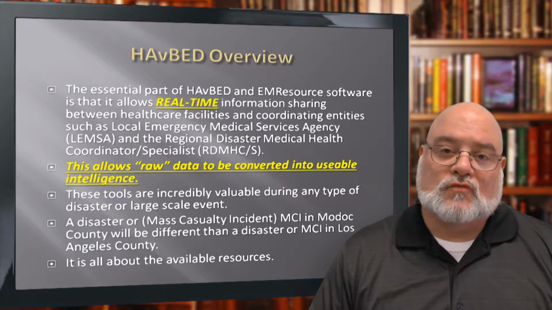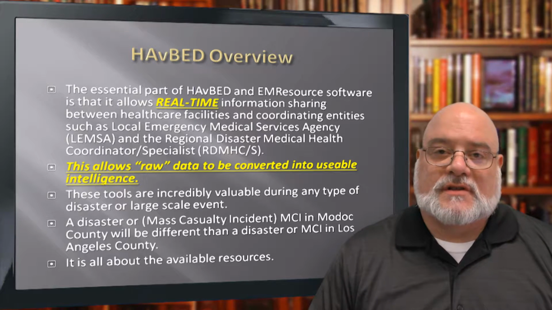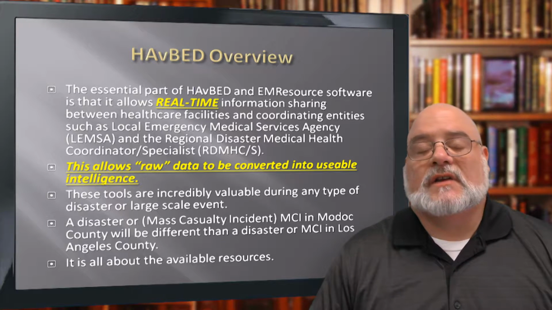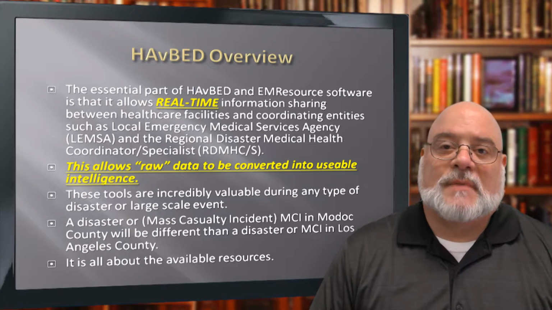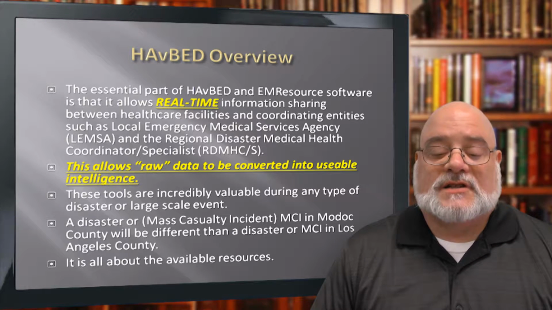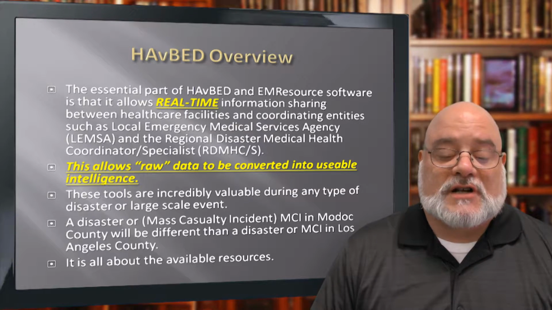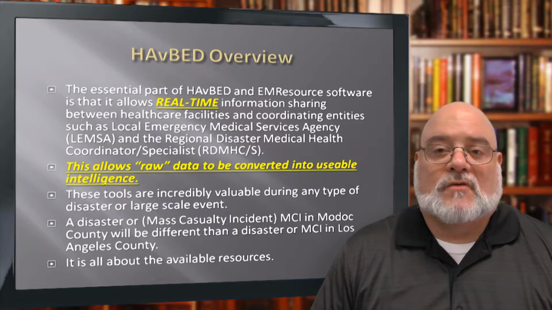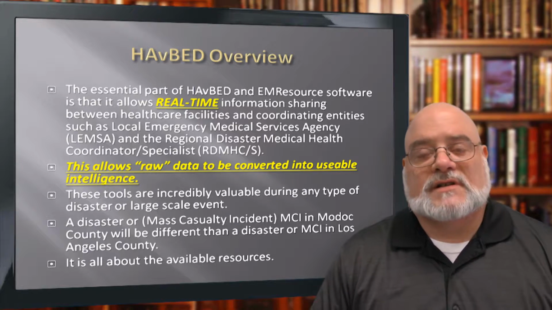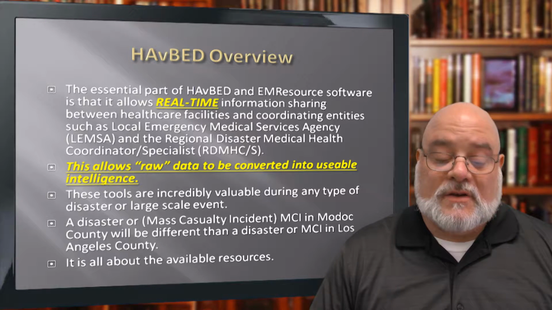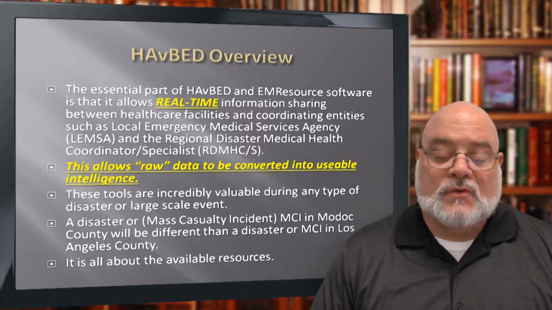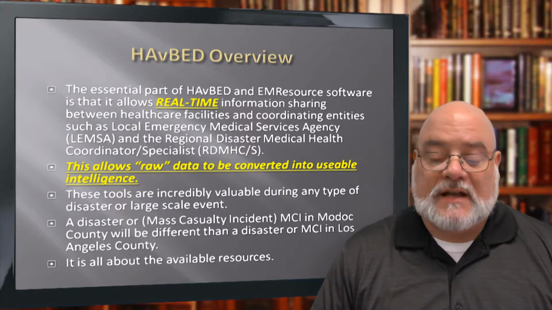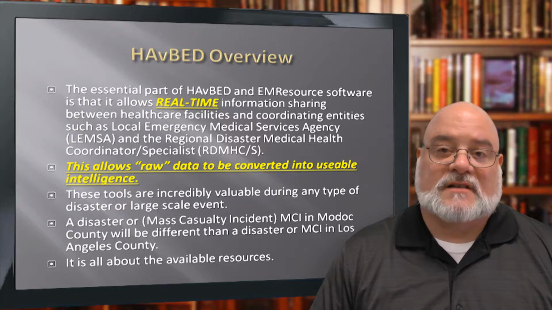This allows the, quote, raw data, which is the individual healthcare facilities' status and how many patients they can have and what type of patients, so med-surg, ICU, etc., to be converted into what's known as usable intelligence. The raw data, unless it was rolled up, which does happen in EMResource, would not be usable. So these tools are incredibly valuable during any sort of large disaster or large-scale event.